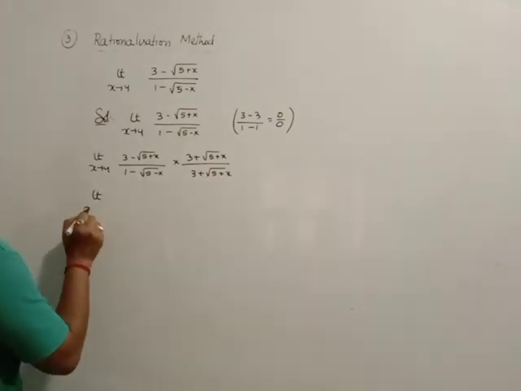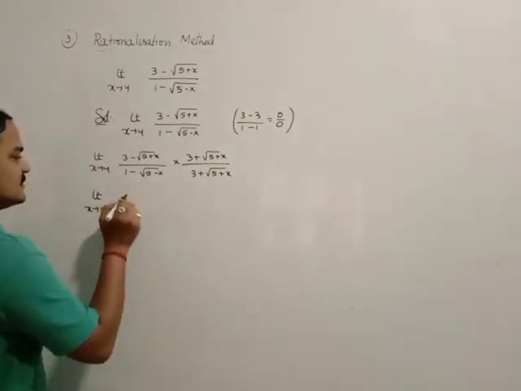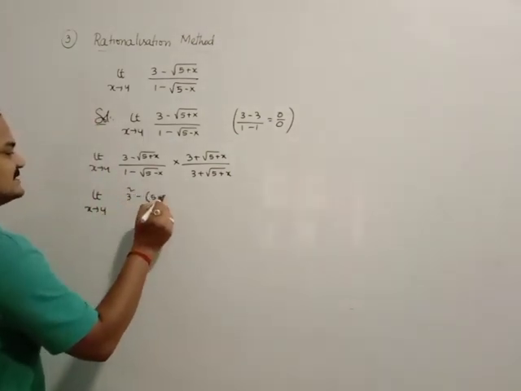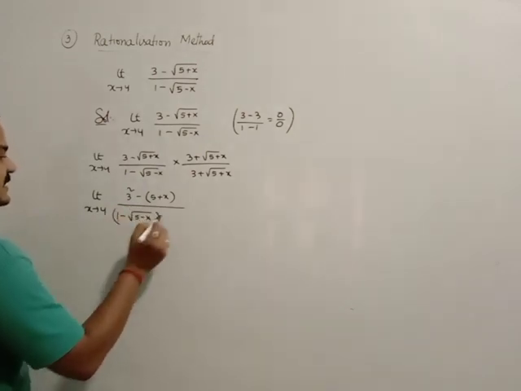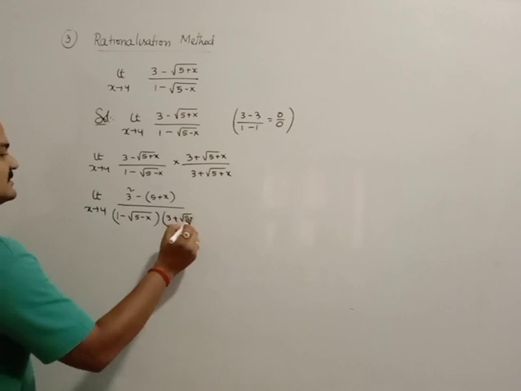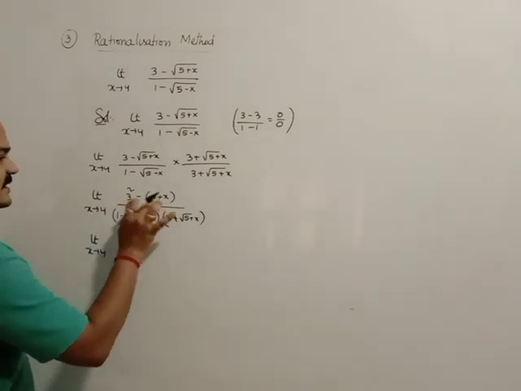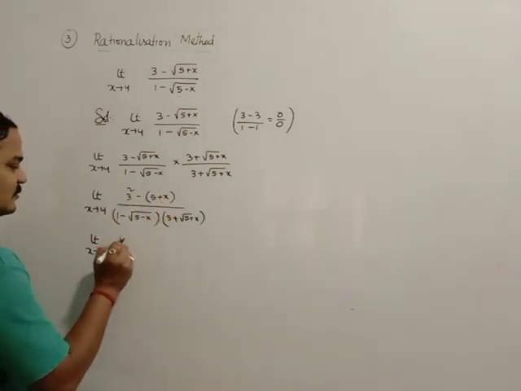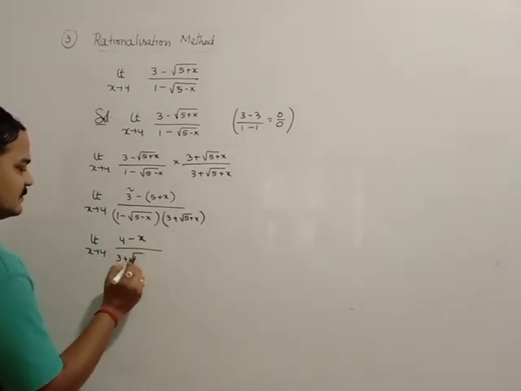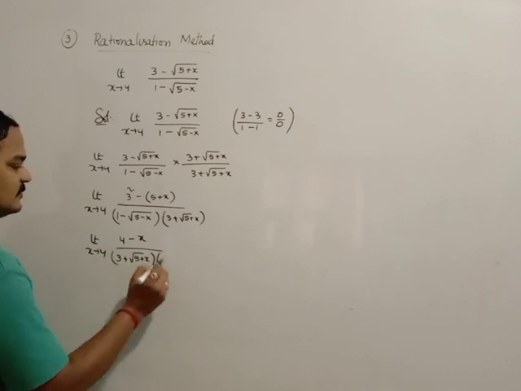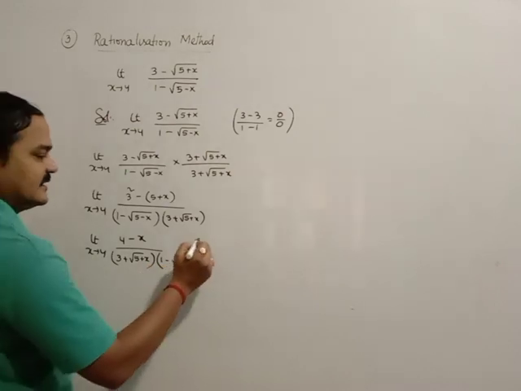So it is limit x tends to 4. I can write directly a minus b into a plus b, a square minus b square, that is 3 square minus (5 plus x), by (1 minus root over 5 minus x) into (3 plus root over 5 plus x). So limit x tends to 4, 3 square is 9, minus 5 means it is 4 minus x, over the plus term again root of 3 plus 5 plus x, into 1 minus root over 5 minus x. Now you need to rationalize the numerator.